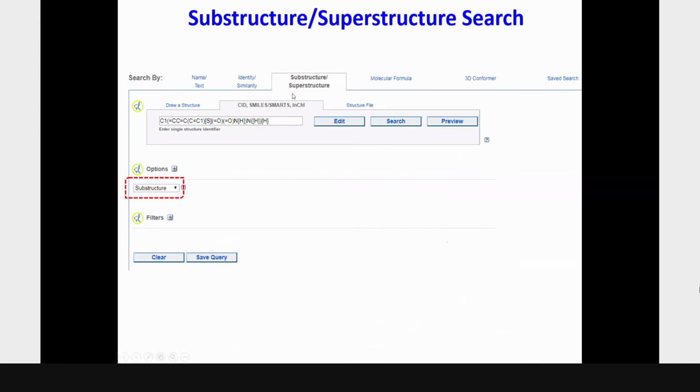Suppose you want to do this kind of substructure search on the PubChem website. There is this tab of substructure and superstructure. Here you can simply enter the SMILES string of whatever compound you want, or if you have a PDB file you can upload it, or you can even draw the structure. Then you have to select whether you want a substructure or a superstructure. So what is this substructure and superstructure?